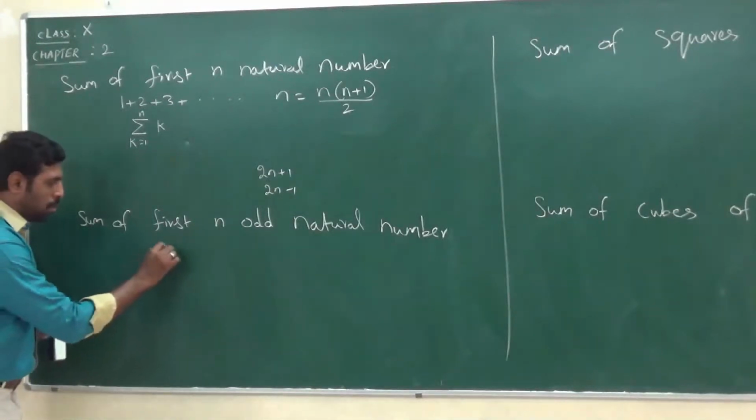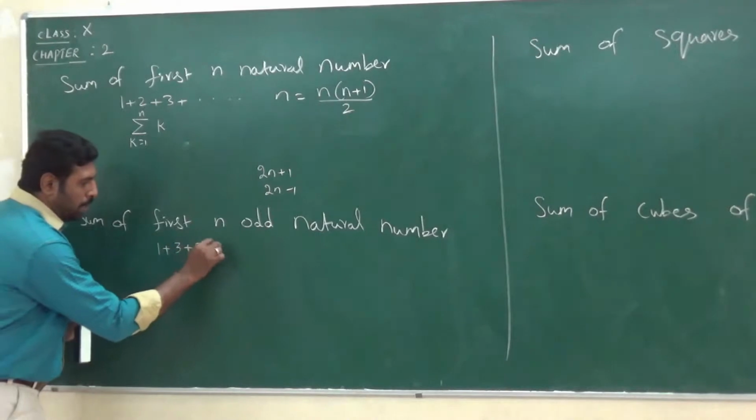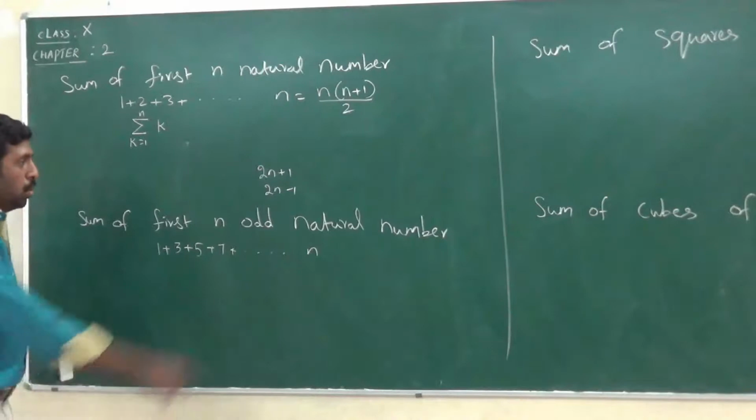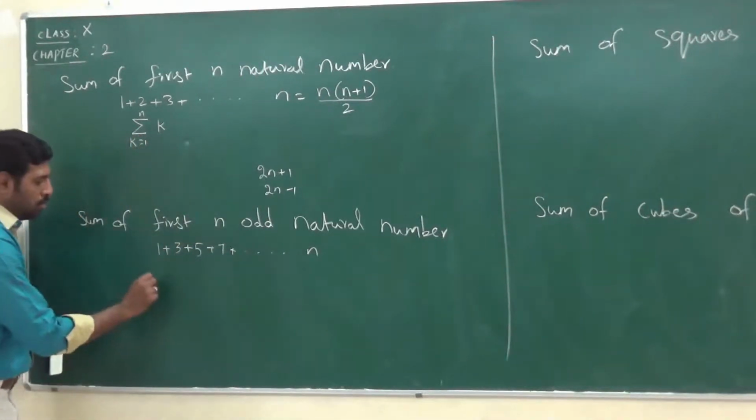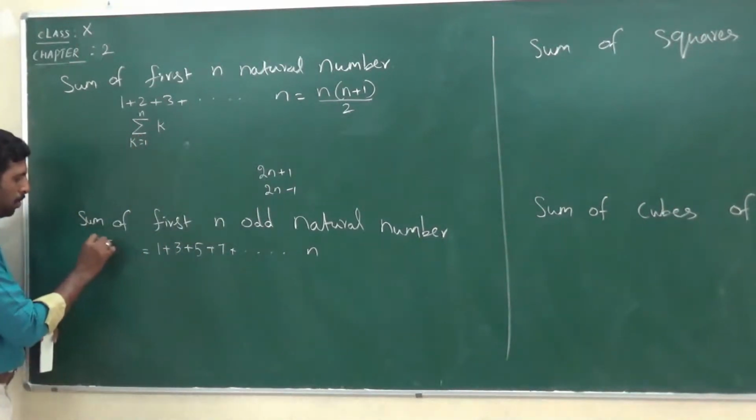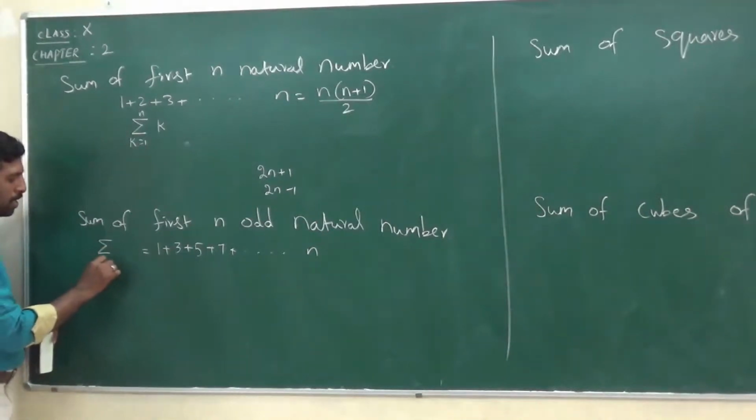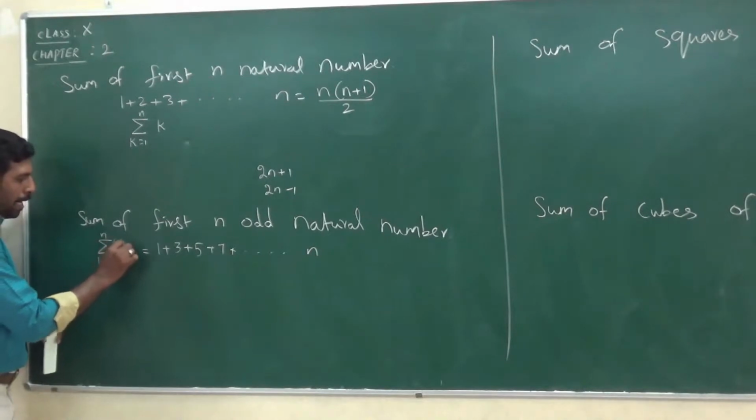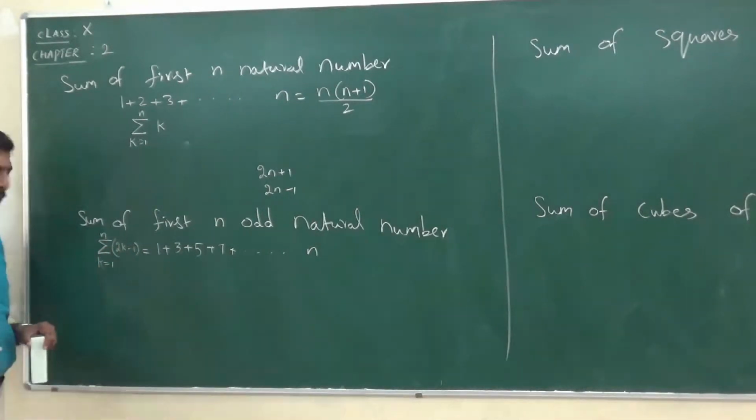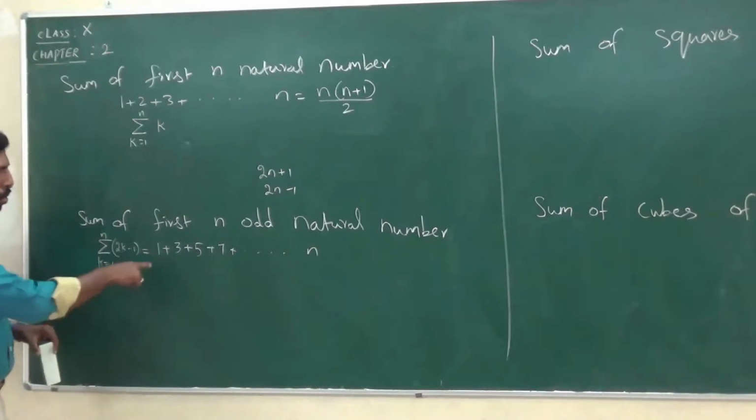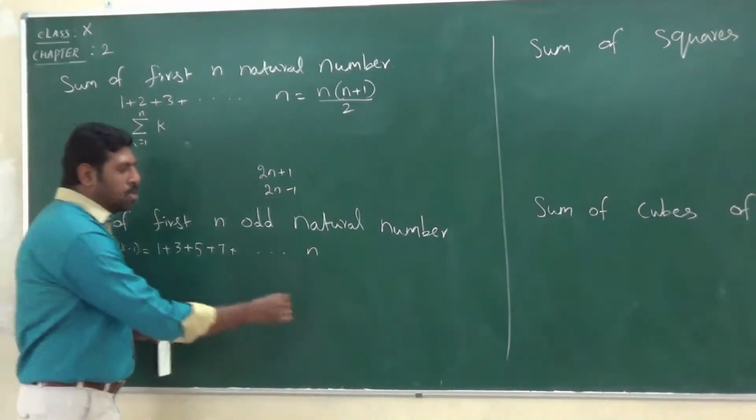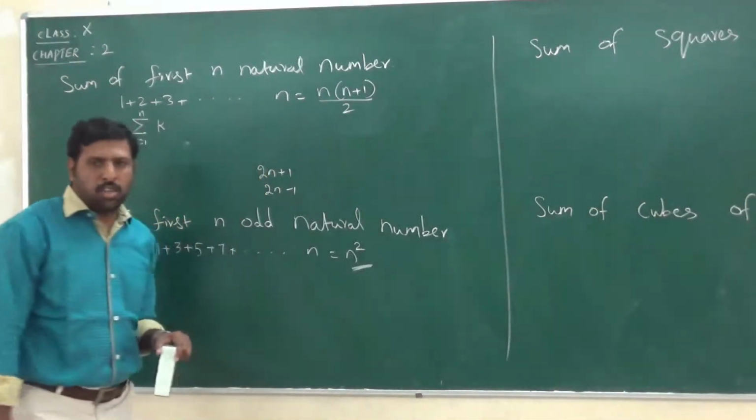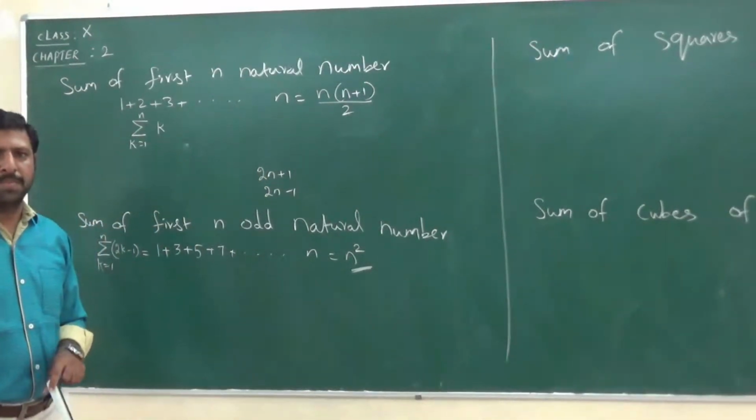So odd natural numbers means 1, 3, 5, 7 up to n terms. We write this in summation form as the summation of 2k minus 1, k equal to 1 to n. So the sum of the first n odd natural numbers is equal to n square.